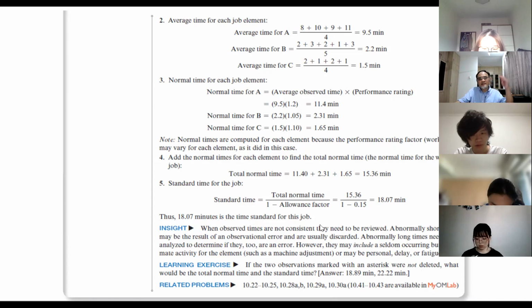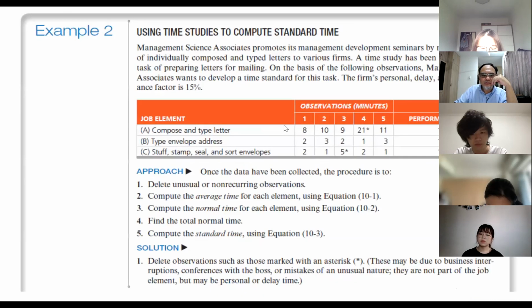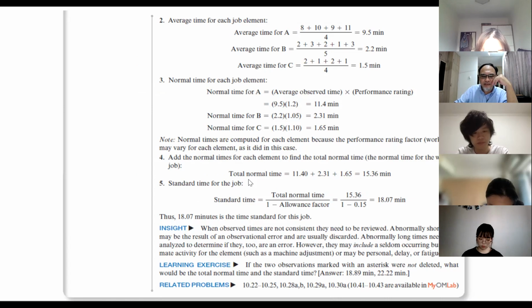Okay. So that is the normal general step of time study. But the most difficult thing is actually to take the time. Taking the time is not the most difficult, but it's one of the difficult things, and also breaking down the job into job elements is another task.